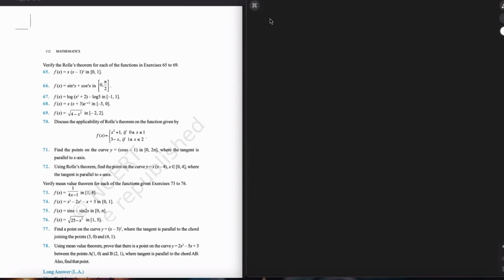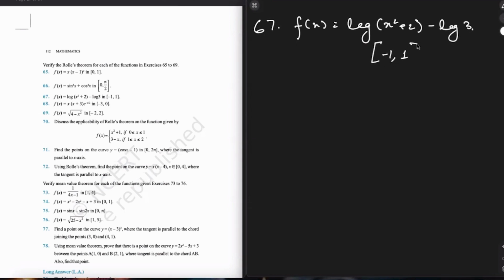Now we'll do question number 67. f of x is equal to log of x square plus 2 minus log 3. Okay, the domain given to us is minus 1 to 1. f at minus 1, log of 1 plus 2, 3, log 3 minus log 3 is 0. And similarly for f of 1, 1 plus 2, 3, log 3 minus log 3 is 0 again.